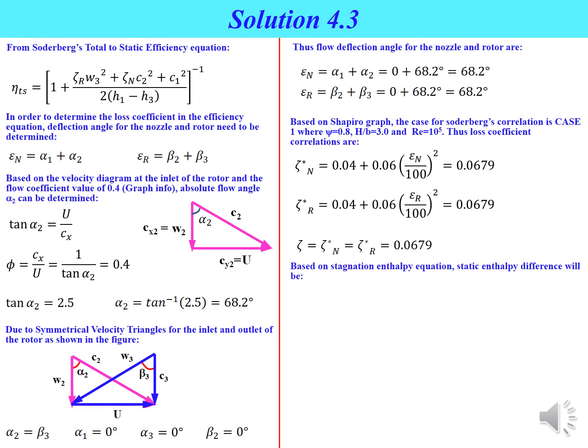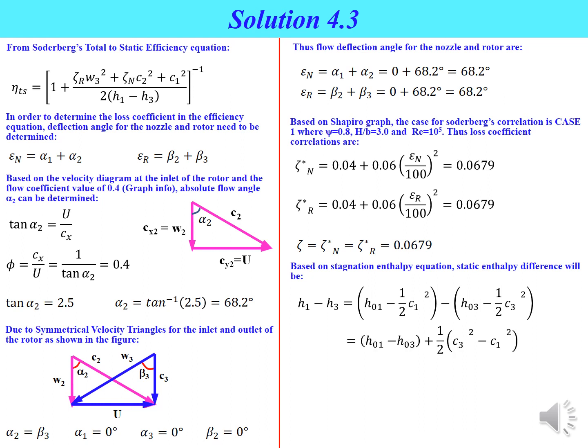Based on the stagnation enthalpy equation, the static enthalpy difference will be H1 minus H3 equal to H01 plus half C1 square minus H03 plus half C3 square. So rearrange the equation, and we get the static enthalpy difference equal to the stagnation enthalpy difference plus the kinetic energy difference terms. Due to the normal stage condition where C1 equal to C3, we can neglect the kinetic energy difference in the static enthalpy difference equation.